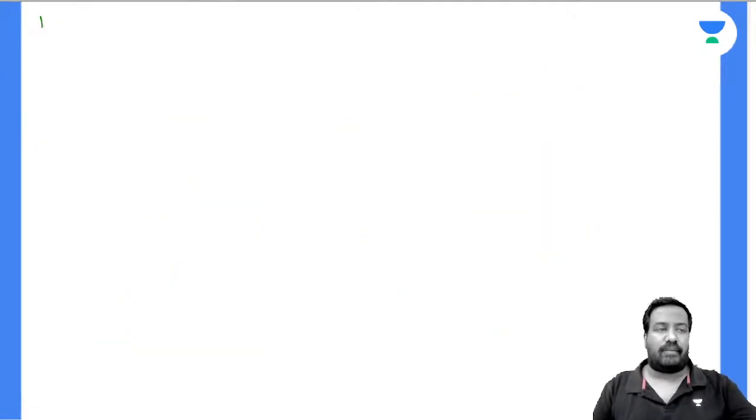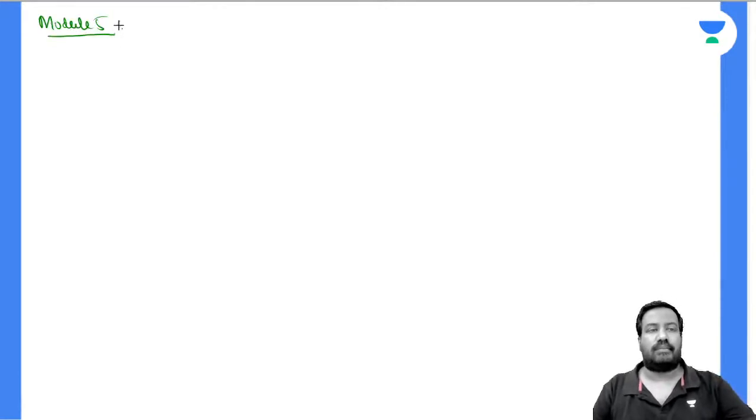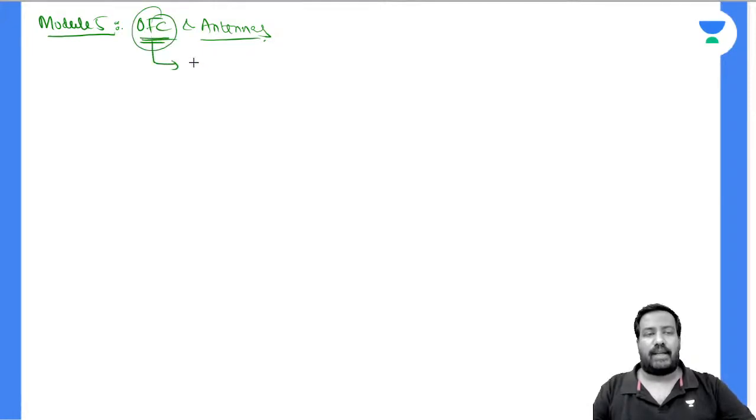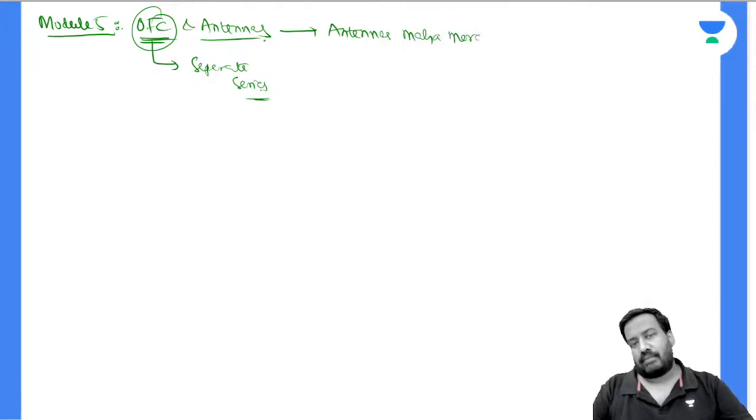Then in module 5, we have optical fiber communication and antennas. Here, optical fiber communication, I will take a separate series on this. Antennas we had covered, as I told you, in the antennas Mahamarathon series.